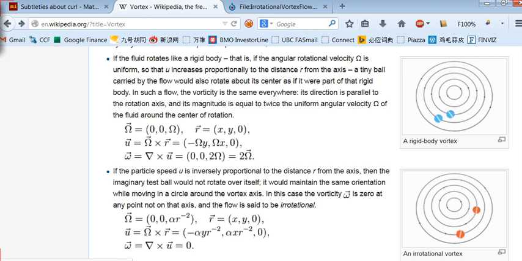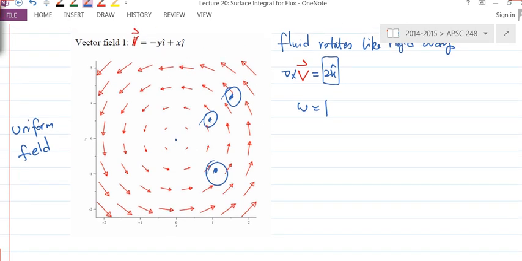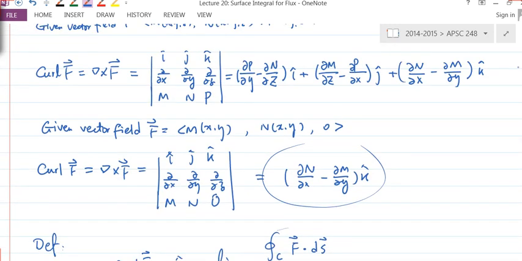This is what we call an irrotational vortex. And the first one is a rigid body vortex, which we call uniform, just like the one I showed you here. Why is it uniform? Because it doesn't matter where you look at it, it's always 2k hat. That's why it's called a uniform field. Even if you don't want to accept the explanation here, you can still do the computation of del cross F easily.